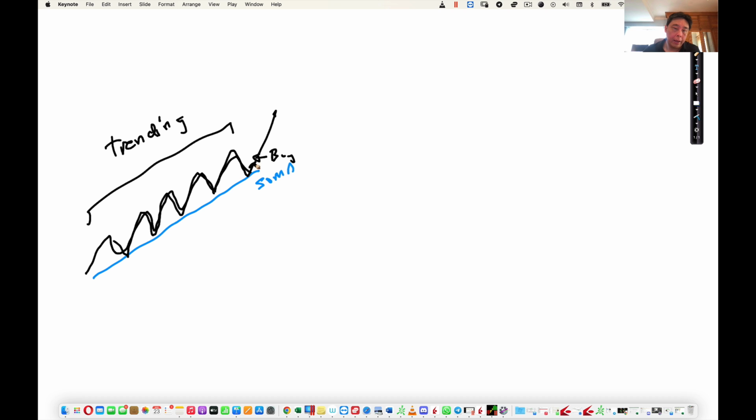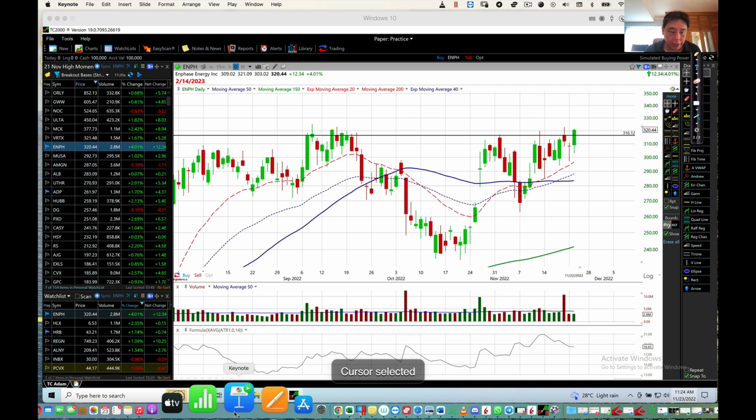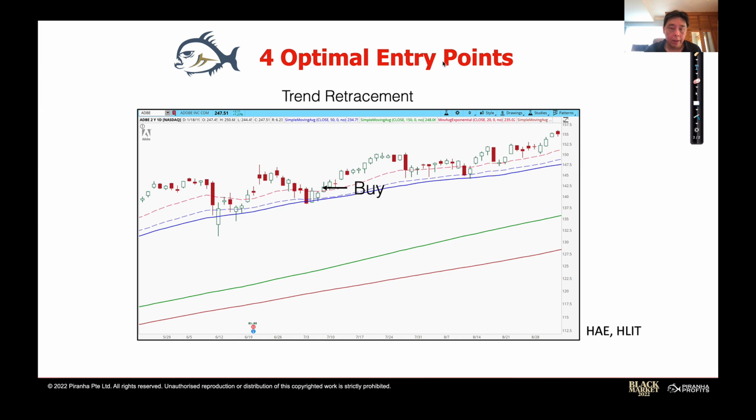So we buy there and we take profit somewhere there. So this is what we call the trend retracement entry. When it's trending, enter as it retraces to the moving average. So again, here's an example over here, there. So this is a classic example of a trending pattern, okay?